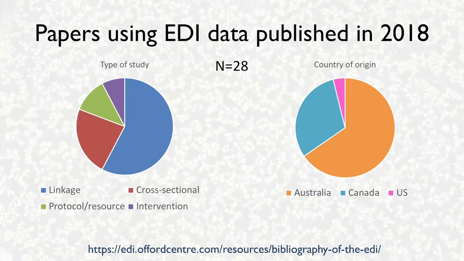However, there were also studies that looked at cross-sectional data, about a quarter of them. Some were protocol or resource studies, and we had a couple of papers only that looked at intervention results. In terms of country of origin, I think our collective goal here would be to make that US little slice of a pie a little bit bigger, but the majority of these come from Australia, and I'm happy to say that the study from the US is from Neil's team.